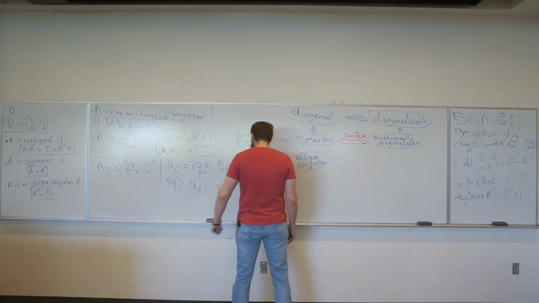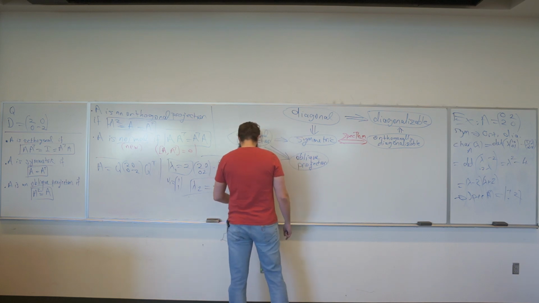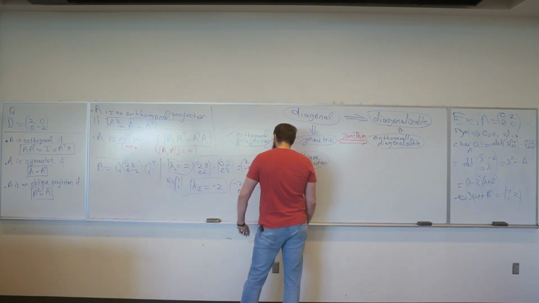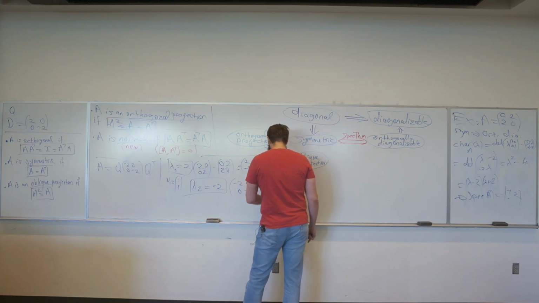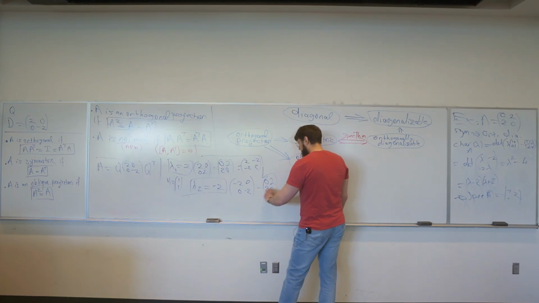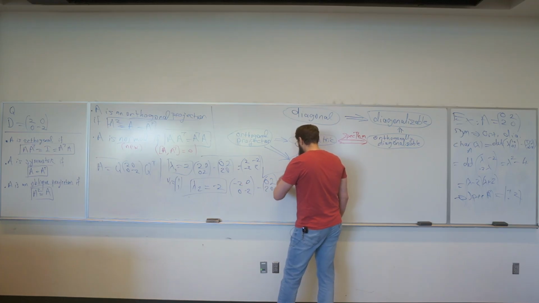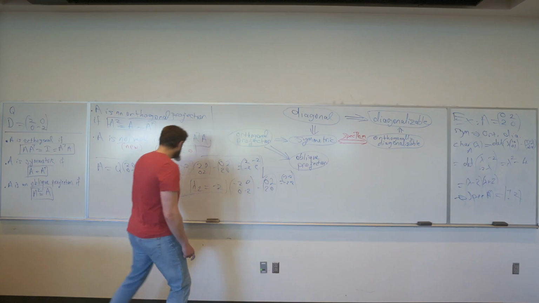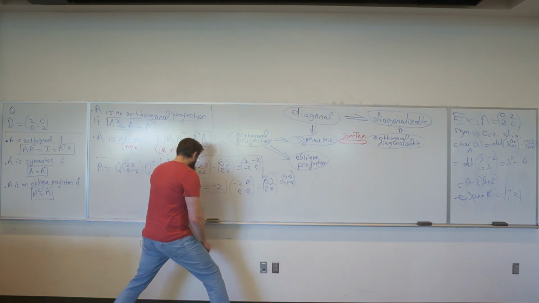Now I need to look at minus 2 times identity, and I'm going to subtract from that A. So this is minus 2, minus 2, minus 2, minus 2. And this time, I can take v2 to be 1, minus 1. These are the diagonal basis vectors.